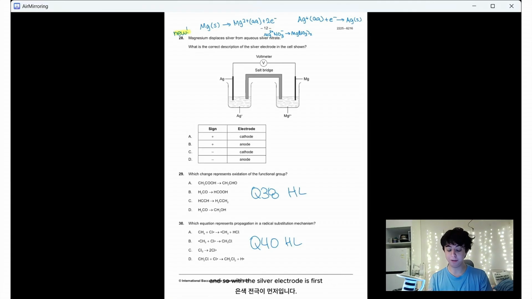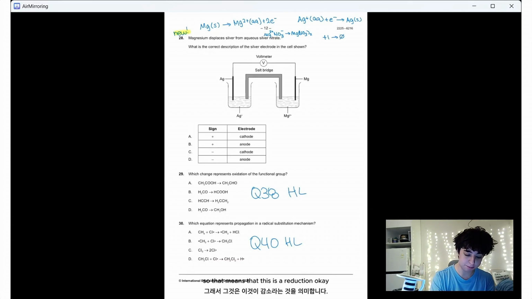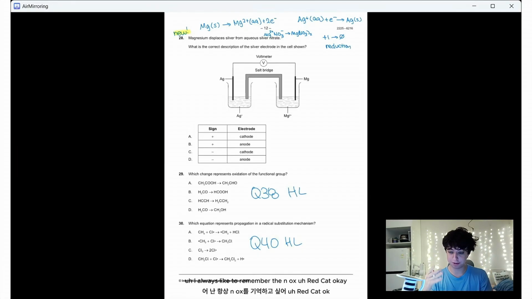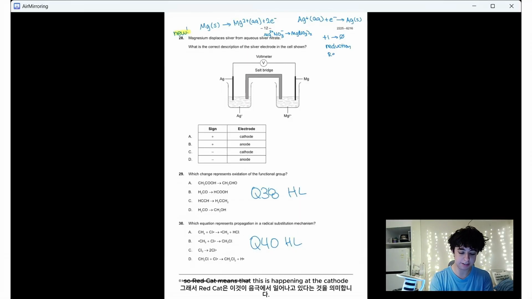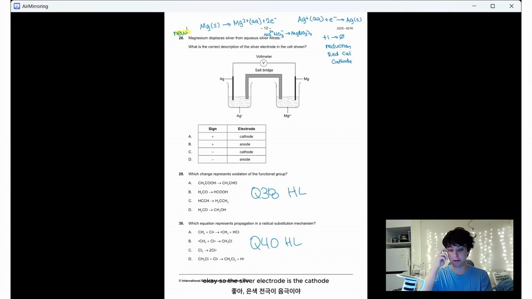And so with the silver electrode, first we need to determine if it's being oxidized or reduced. So our oxidation state of Ag+ is +1. Our solid silver is 0. So our oxidation state is decreasing. Okay, so that means that this is a reduction. Okay, I always like to remember the mnemonic, RED CAT. Okay, so RED CAT means that this is happening at the cathode. Okay, so the silver electrode is the cathode. So we can go on over to the cathode column, and take out B and D out of the running.